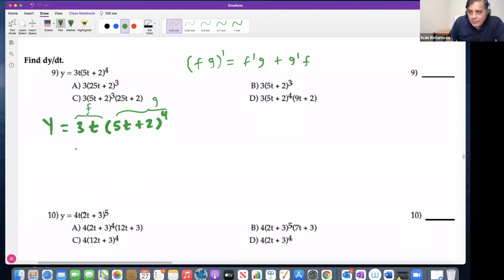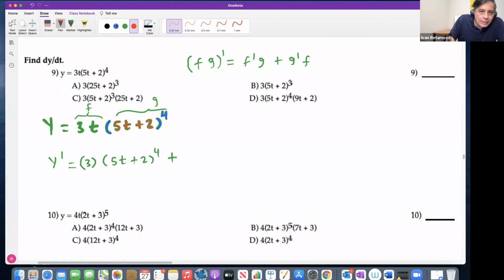So applying the product rule, it will be the derivative of the first factor, f, which is just 3, times the second function as it is, (5t + 2) raised to the 4th power, plus the derivative of g. For the derivative of the g function, I notice it is a composite function. Here is the outside function. Here is the inside function, right? So we're going to apply our chain rule there.